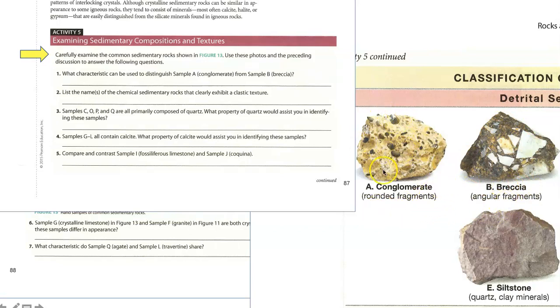Conglomerates have rounded pieces in them, whereas breccias have angular pieces in them, and that's because they formed in different environments. So the answer to number 1 would be that rock fragments are rounded or angular, or you can write it however you want, but that's the difference.